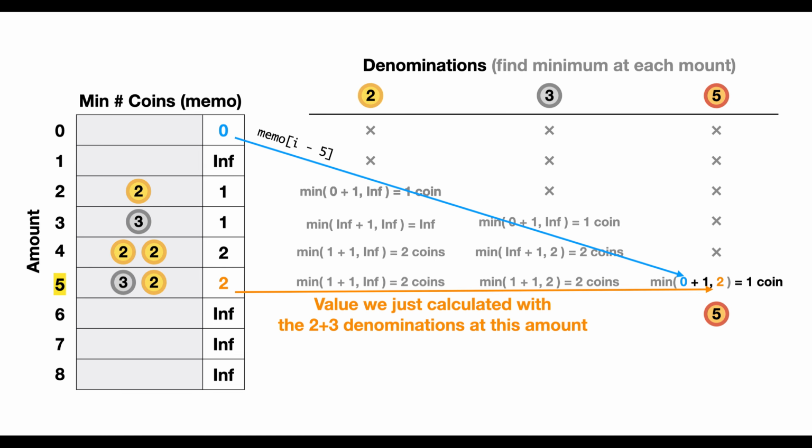Then we try 5. 5 minus 5 is 0. So 0 plus 1, or 0 plus the 5 denomination, 1 more coin. The minimum of 1 and 2 is 1.